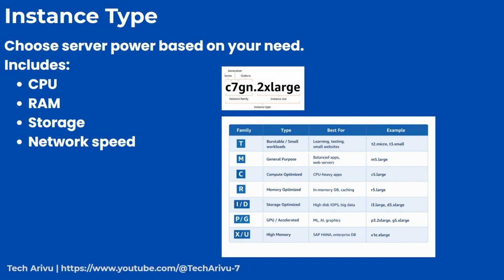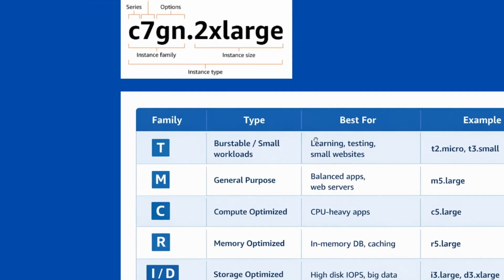Next comes the instance type. This means simply the size and power of our server. Think of it like choosing between a small 1 BHK or a large villa. A small server is enough for learning, testing, or hosting a small website. But if we have a high traffic production application, we may need a more powerful instance with higher CPU and memory. So here are the common families of the EC2 instance types.